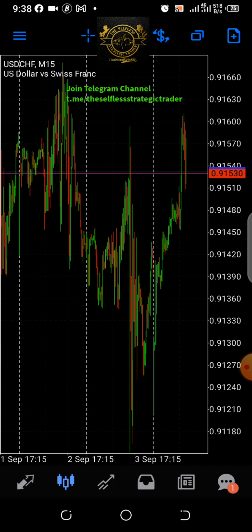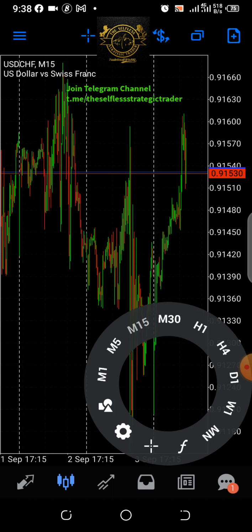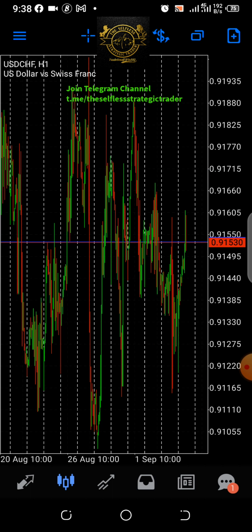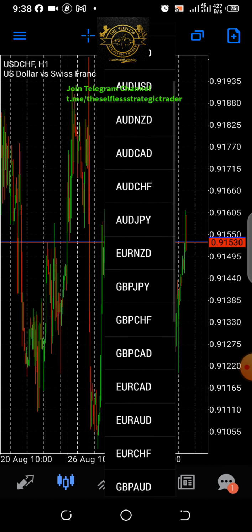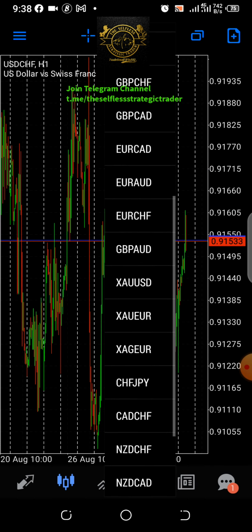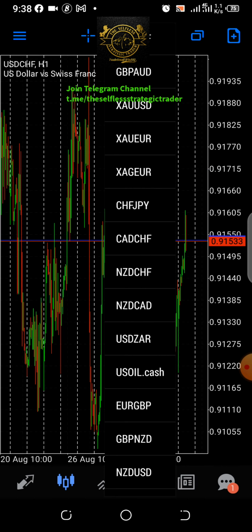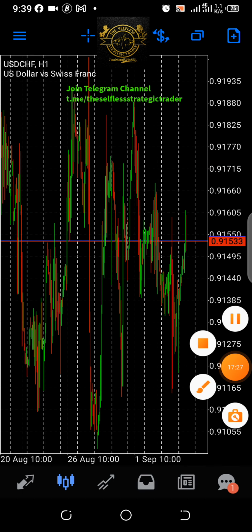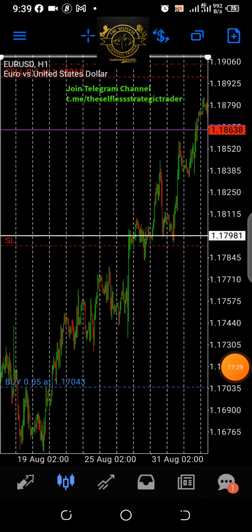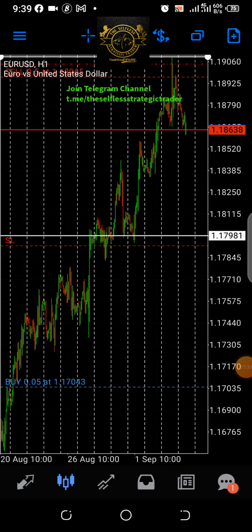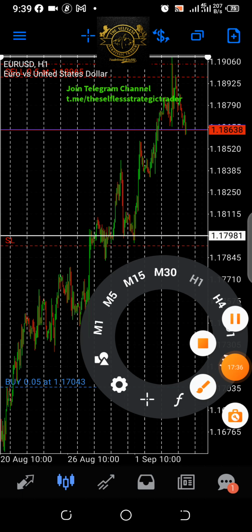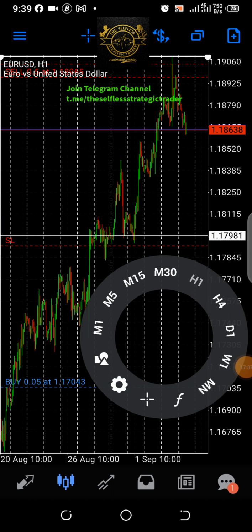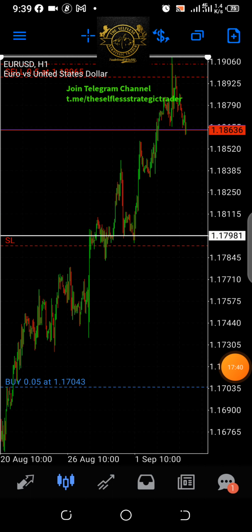Now I can take partials now, waiting if the price will still come to clear liquidity before going to my normal direction. So I have to come to here. This is my trade here, Euro USD, to know if the price will still clear some liquidity before going to my normal direction.